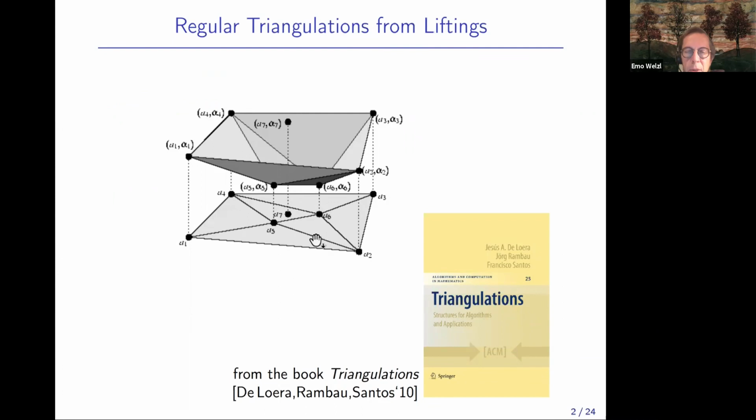And I stole this figure from the book on triangulations by Jesús de Loera, Jörg Rambau, and Paco Santos, which is kind of the book with all the basic and definitely much beyond the basic information in this topic.